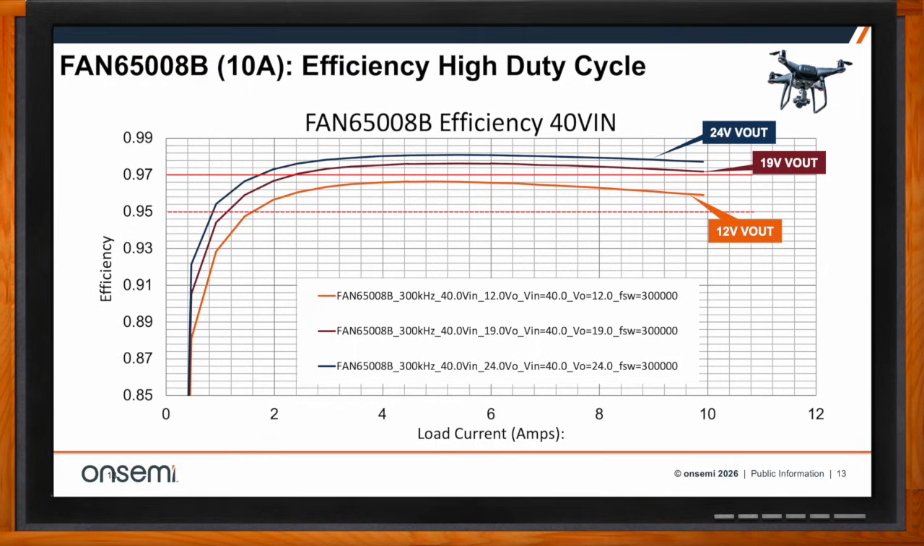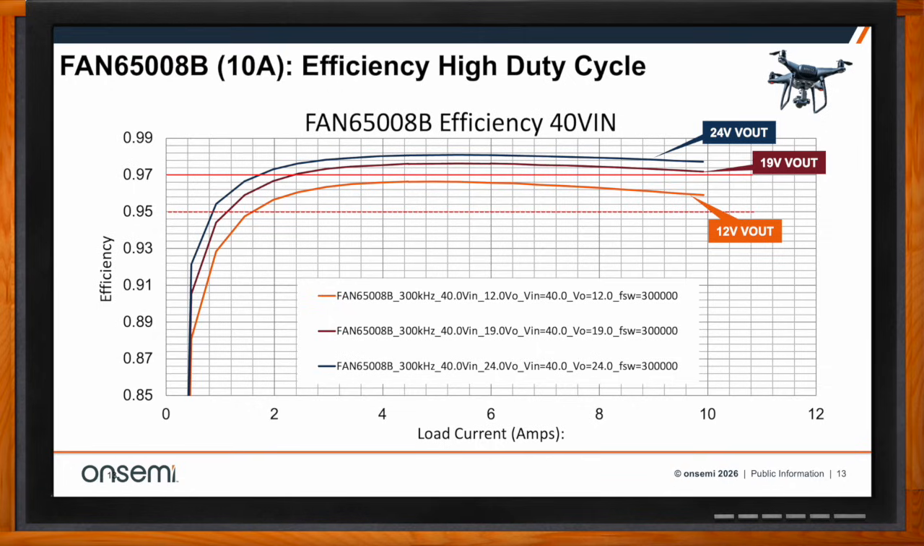For a 40 volt in, and on the y-axis I have efficiency, on the x-axis I have the load current in amps, you can see that for 24 volt and 19 volt output, the efficiency is well above 97%. And for a 12 volt output, the efficiency is higher than 96%.